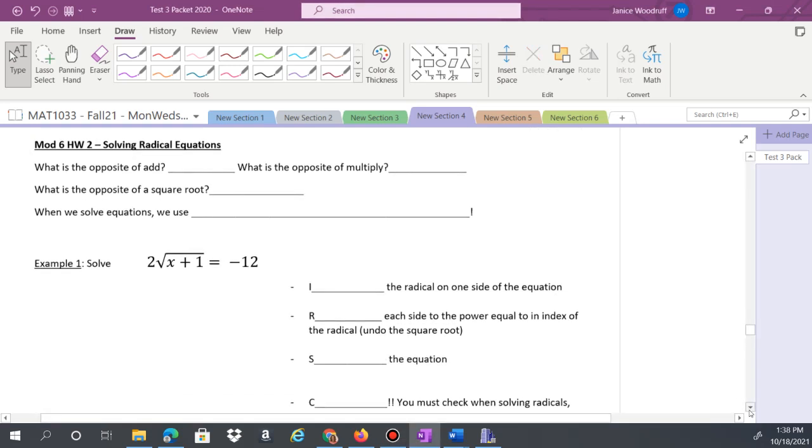Solving radical equations. This is what we're going to do when we have a square root sign in our actual problem. We want to review our concepts of how we solve equations. The opposite of add is subtract. What is the opposite of multiply? Divide. What's the opposite of square root? Square. So when we solve equations, we are using opposite operations.